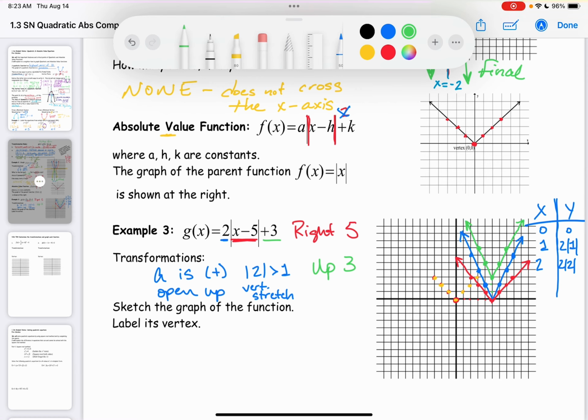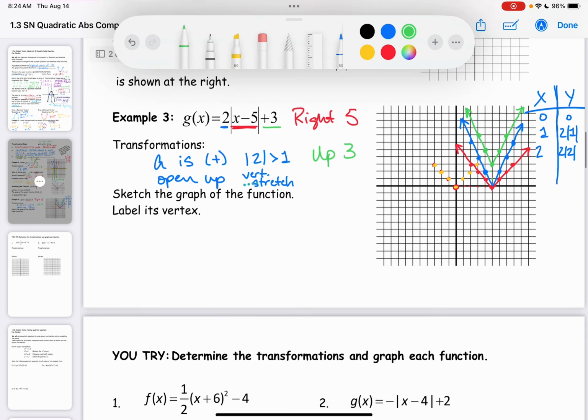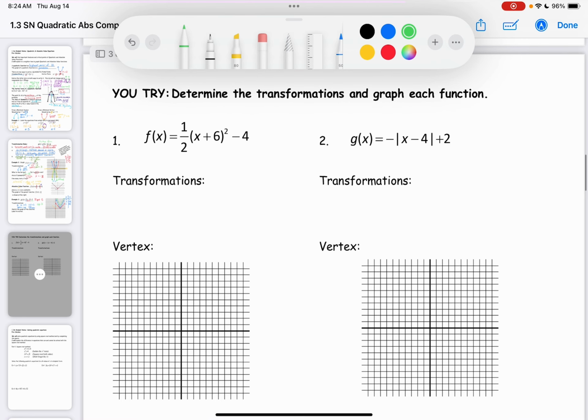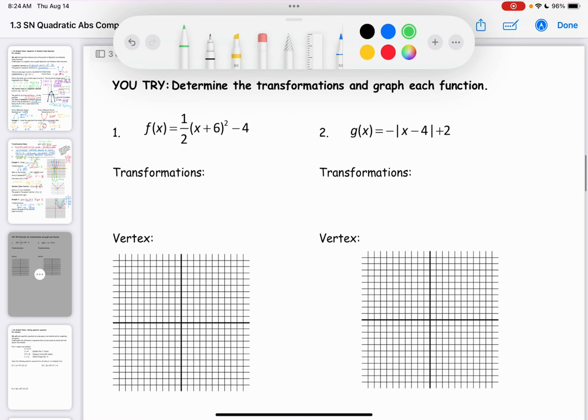All right, so that is an introduction to quadratic functions and formulas, absolute value functions, and the different forms that they can be written in, as well as the transformations that can be done on them and the order of those transformations. So go ahead and do the 2 practice problems. You've got 1 quadratic and 1 absolute value. Ask your teacher if you have any questions about these.